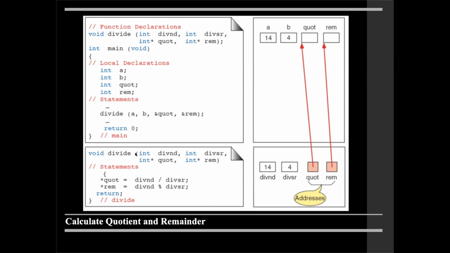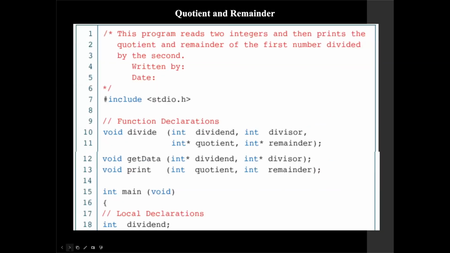This is an example that illustrates the mixed use of pass by value and pass by pointers. This is an example of a program that reads two integers and prints the quotient and remainder, making use of pass by value and pass by reference to enable this mixed use of upward, downward, and bidirectional data communication involving functions.